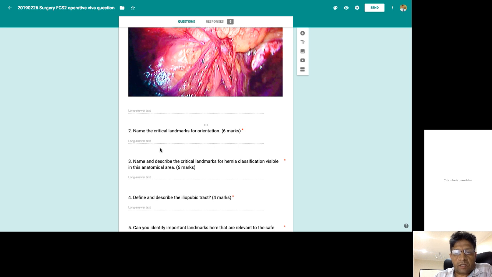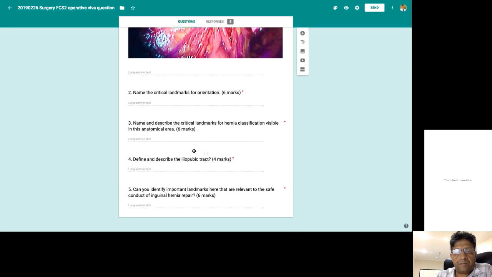Name and describe the critical landmarks for hernia classification. That's also very relevant to the anatomy. And then define and describe the iliopubic tract. And can you identify important landmarks here that are relevant to the safe conduct of the inguinal hernia repair? Here they're wanting you to speak about the triangle of pain and the triangle of doom.